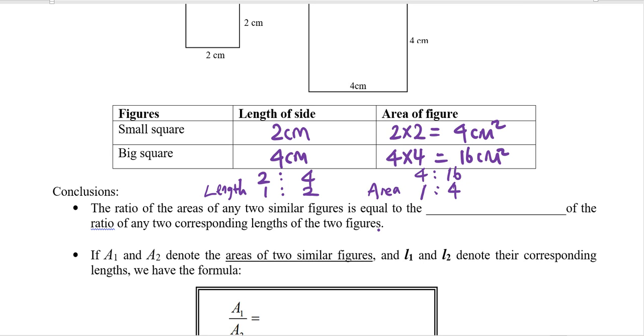So to conclude, the ratio of the areas of any two similar figures is equal to the square of the ratio of any of the two corresponding lengths of the two figures. So if you look from length to area, from length, this is what we had. If I square both sides, this is how I'm going to get 1:4, which is the area ratio. So therefore the conclusion.